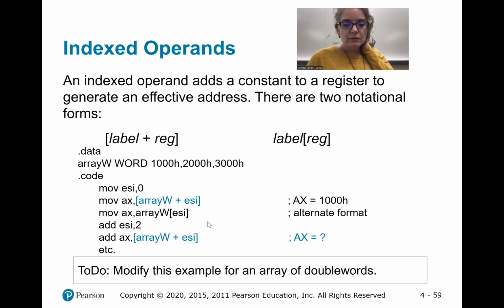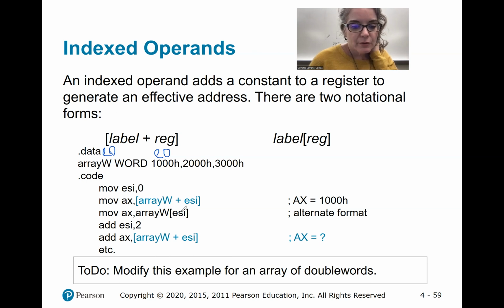Let me see if I can write. Okay. So arrayW, let's just pretend it is at FFE0. So I'm going to put E0 here. So this would be E0 plus 0 is E0. And then that gets us the 1000, and it gets moved to AX. And then we have arrayW plus ESI. So arrayW is FFE0.